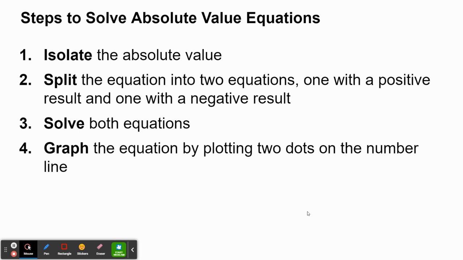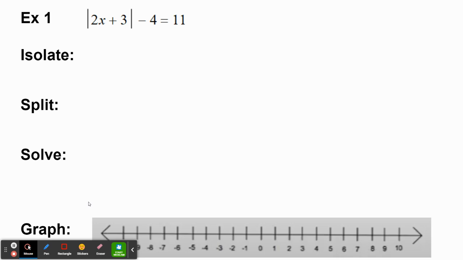Here are the steps to solving an absolute value equation, and we're going to do a couple examples after this. We want to isolate the absolute value. Then we want to split the equation into two equations, one with a positive result and one with a negative result. We're going to solve both equations, and then we're going to graph by plotting two dots on the number line. I'm going through this relatively quickly because you can pause, and also it makes more sense to show it with an example. Like this.